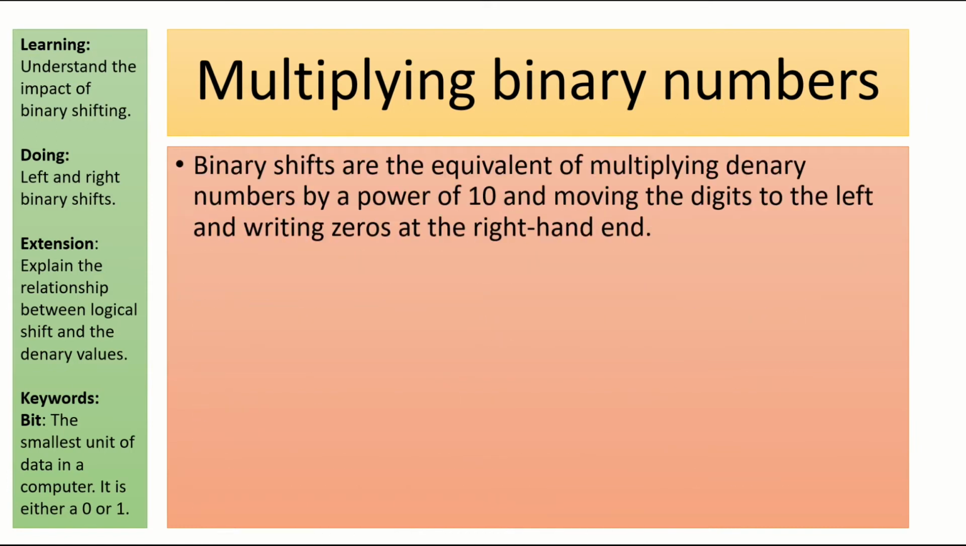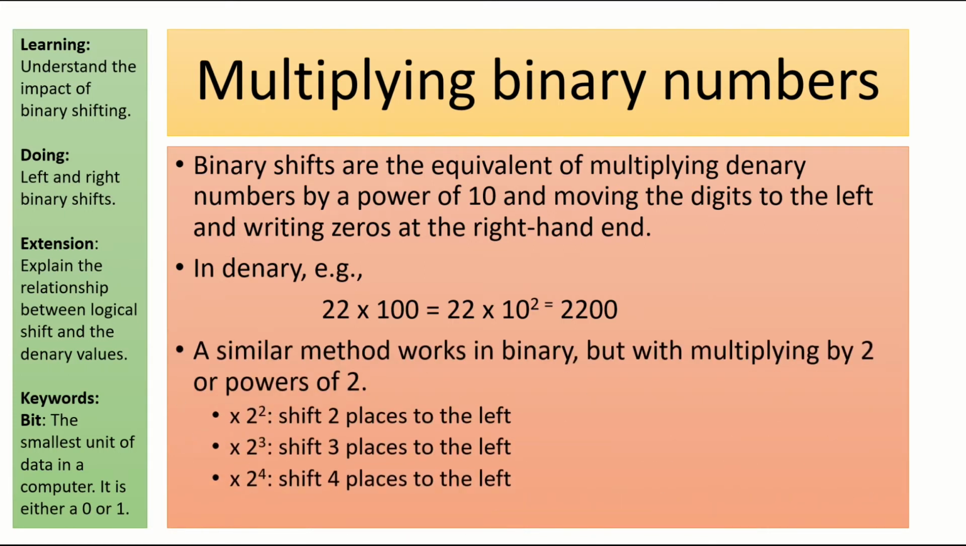When we move to the left, that's multiplication. For example, if we had 22 and we multiplied it by 100, that would be 22 times 10 to the power of 2, so it would be 2200. It similarly works with binary. When we multiply by 2, we're multiplying by a power of 2. So 2 to the power of 2 is 2 places to the left. 2 to the power of 3 is shifting the binary values to the left by 3 places. And 2 to the power of 4 is shifting 4 places to the left.